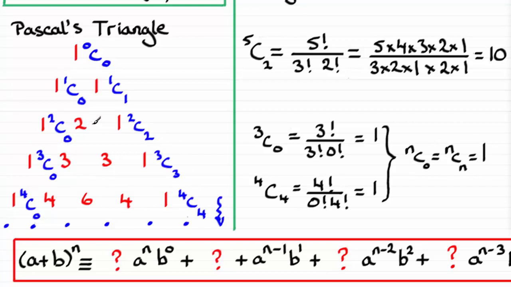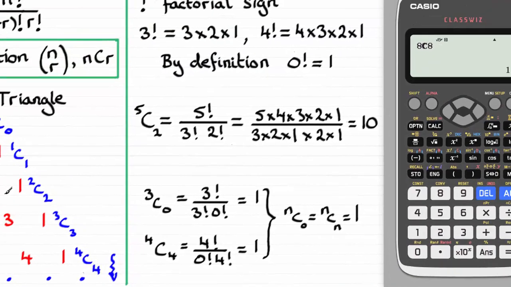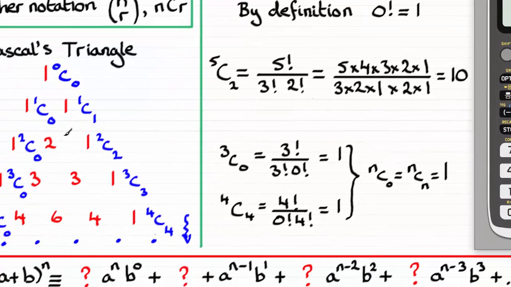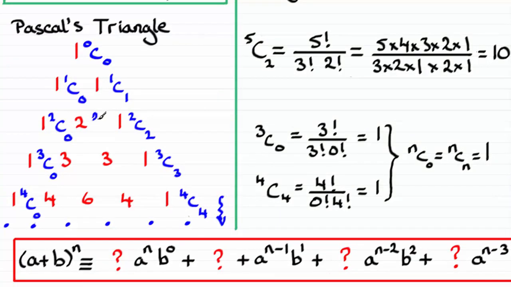Now when I look at this result here, the 2, it starts off 2C0, ends with 2C2, then what would 2C1 be? Well, we can check that out on here or do it manually. 2C1, just enter that in, press equals, and you see we get 2. That's looking good, so I'm going to put that in there as 2C1.